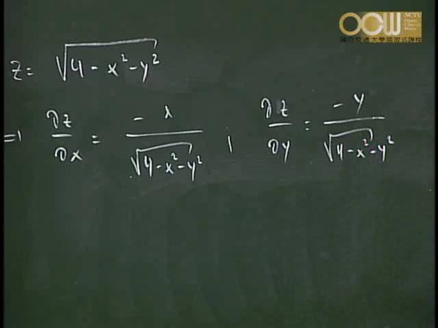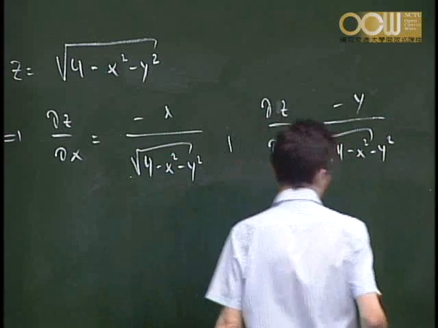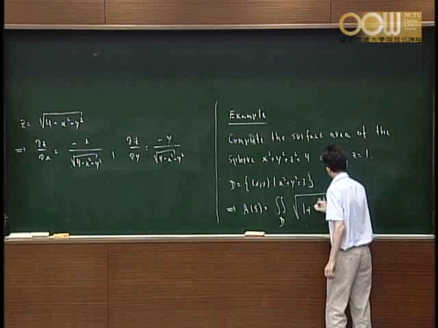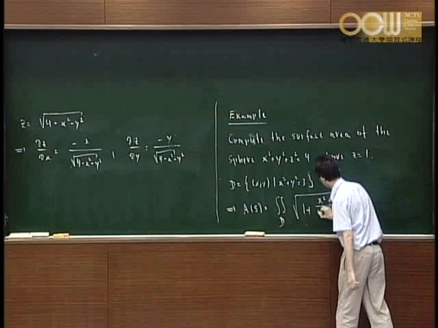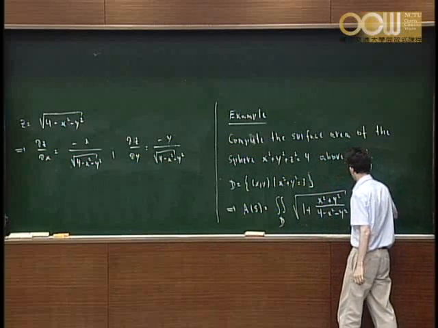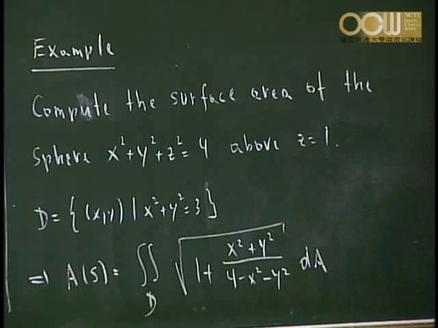Okay, and the formula is the square root, and then you have 1 plus the square of this one. So you have here x squared plus y squared over 4 minus x squared minus y squared dA. Okay, so this is the formula.